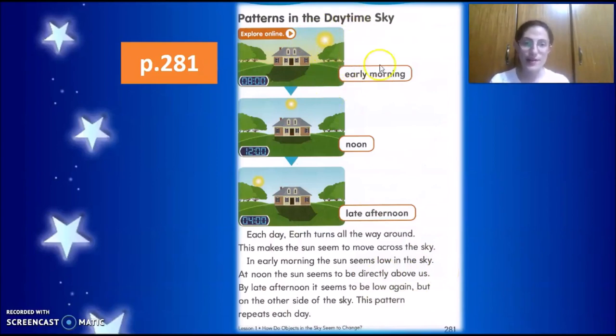Excellent, on the right side, right? And then they're saying at noontime, the sun seems to be directly above us. But is it directly above us? No, it is not directly above us, okay? The Earth is rotating, and as it rotates, we feel that the sun appears in the sky as if it is moving, but it's not moving.